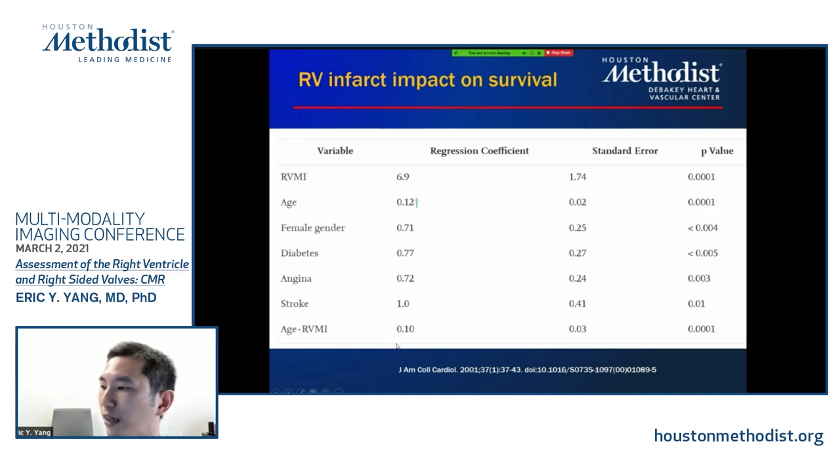It's actually so important that it impacts survival. This article back in 2001, where RVMI was demonstrated, shows that it had a strong contributor to mortality in these patients. You can see all the different beta coefficients in this model predicting survival in the patients. RVMI by far was a very large component of survival in these patients.